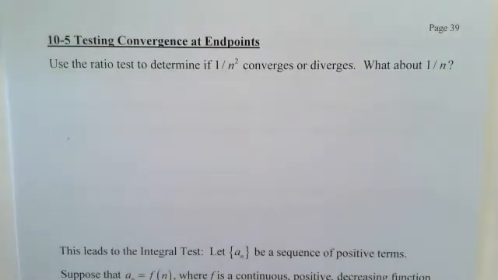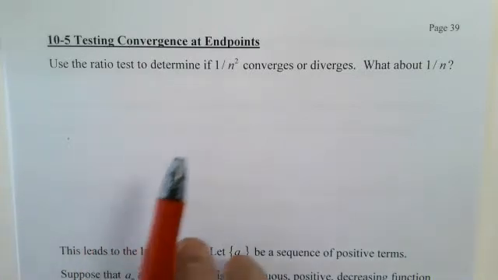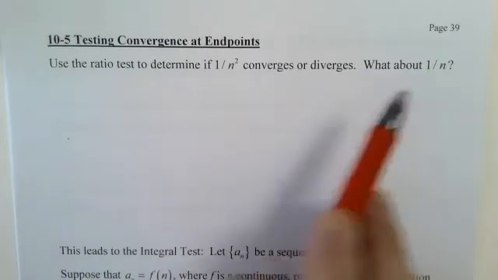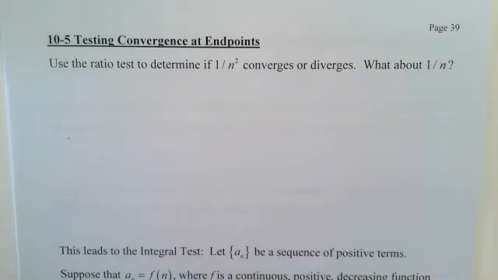10.5, testing convergence at endpoints. So I can't show you how to test convergence at endpoints until we discuss what's going on with this 1 over n thing. So, ratio test.